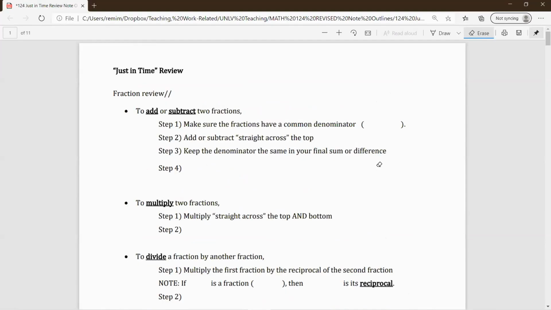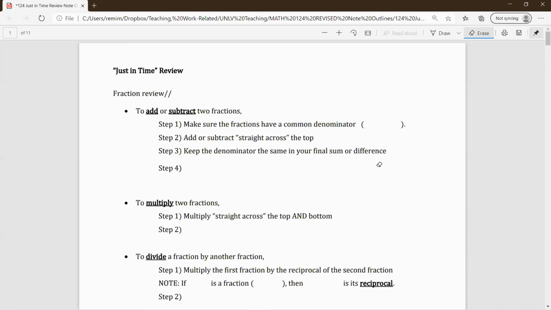Hi everyone, this is the Math 124 note outline video for the just-in-time review section. This is the first section that we're going to cover in Math 124, and it's mostly prerequisite stuff. Everything in this note outline, you're already supposed to be comfortable with this material. It's just more of a review, just in case you need a refresher on some of these items.